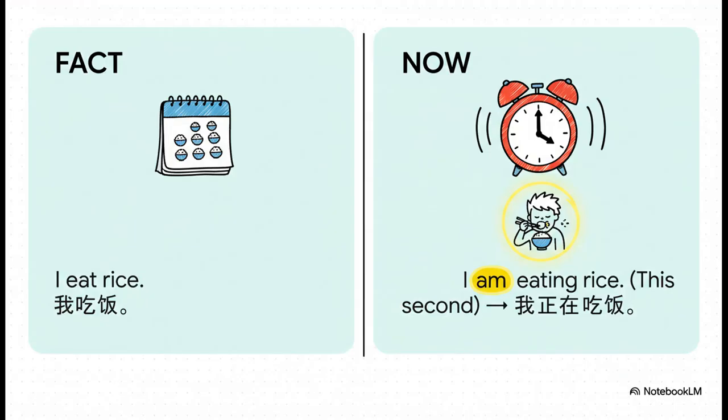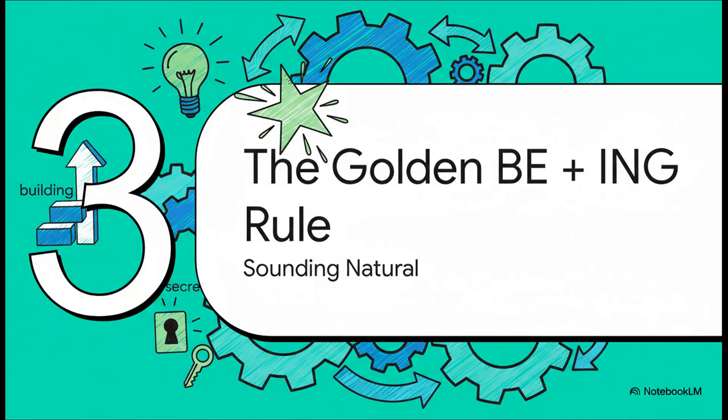Now check this out, because this is where it all clicks. In Chinese, you might add a word like zhèngzài to show something is happening now. Simple enough. But in English, you can't just add the word now and call it a day. You have to change the entire structure of the verb. See that little word am? That's our hero. That's the missing piece of the puzzle.